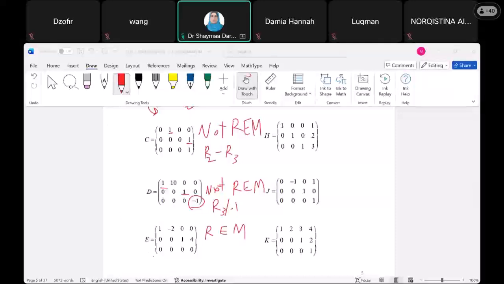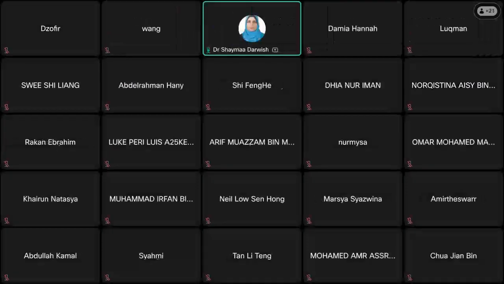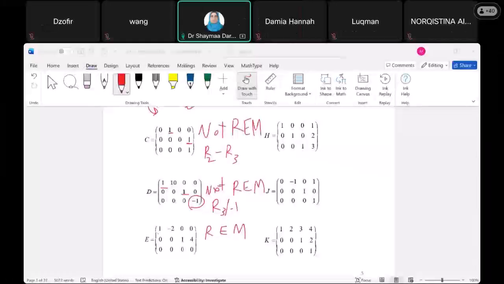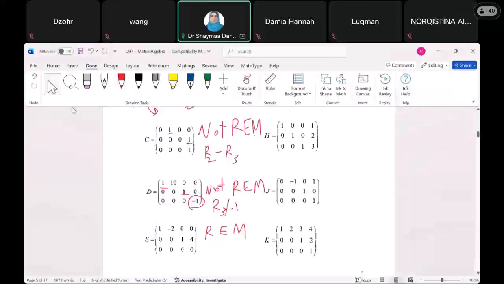Why not reduced? Yes, there is another number, not 0, but this is not on the same column of leading 1. Okay, the condition is you need to check only the column that have leading 1.